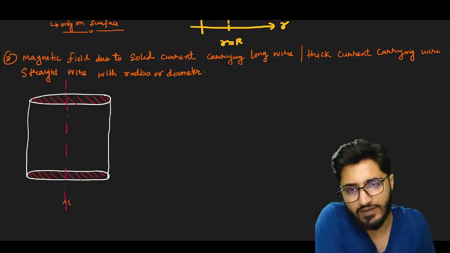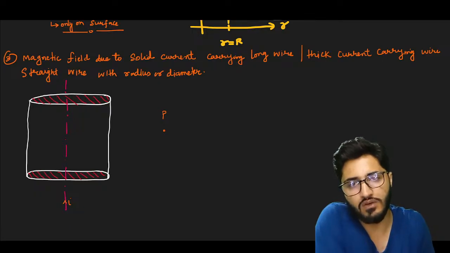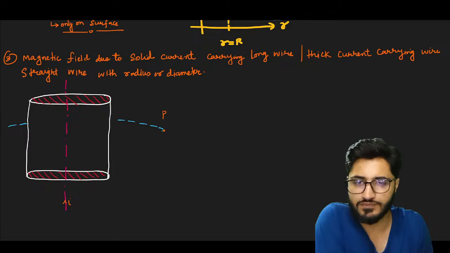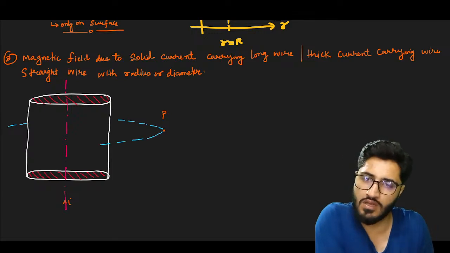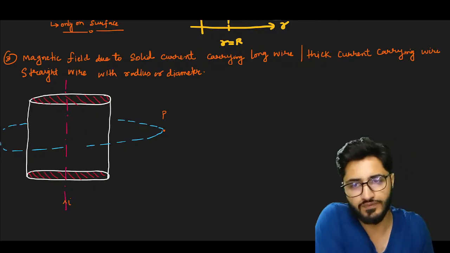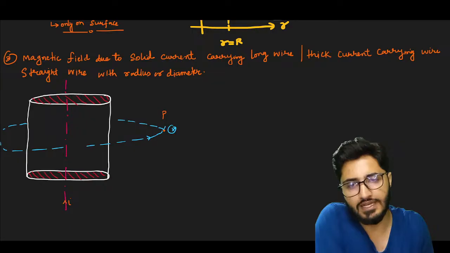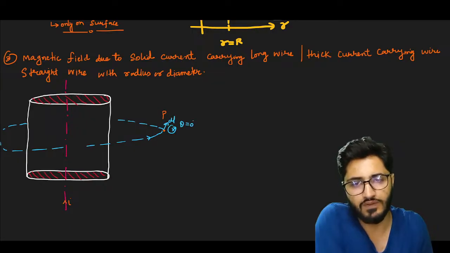Now, I will take a point outside. This is point P. If you want to find the magnetic field, what do you need to do? To apply Ampere's law, I need to make a loop. This is an Ampere's loop. So my magnetic field would be along the loop like this, and dl is along it. So you will find the theta is 0 degrees.